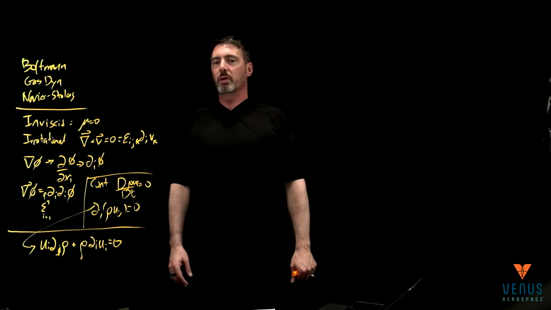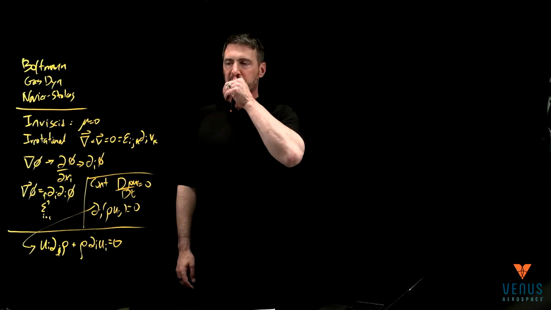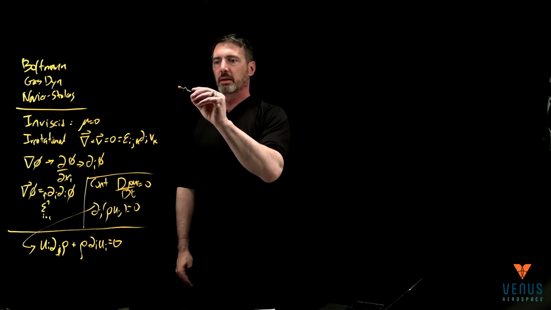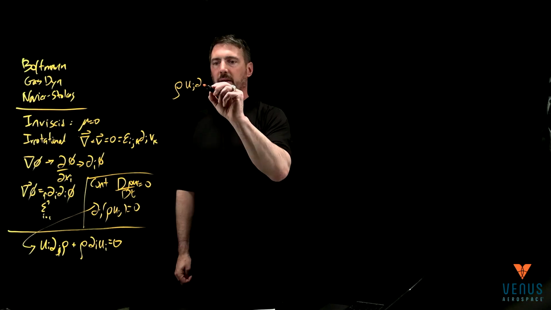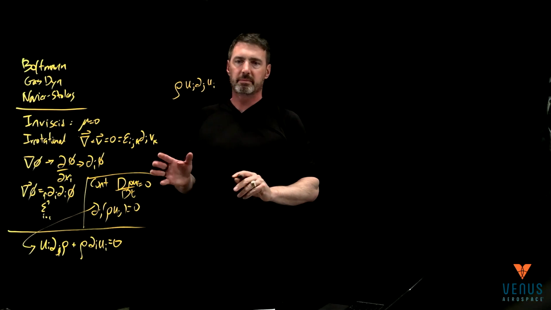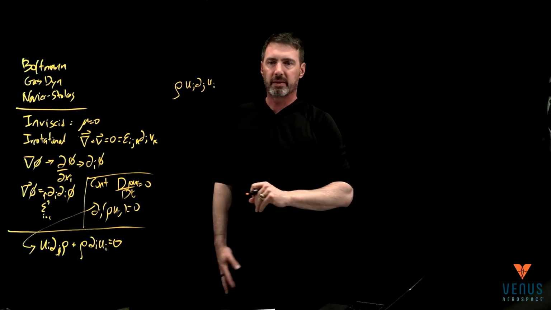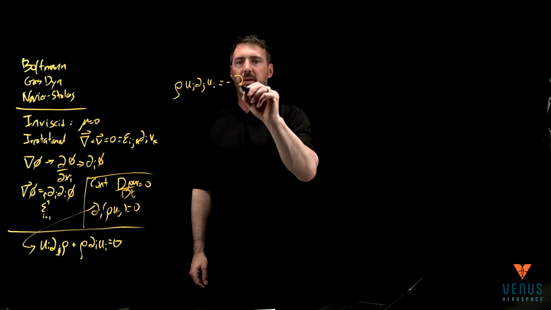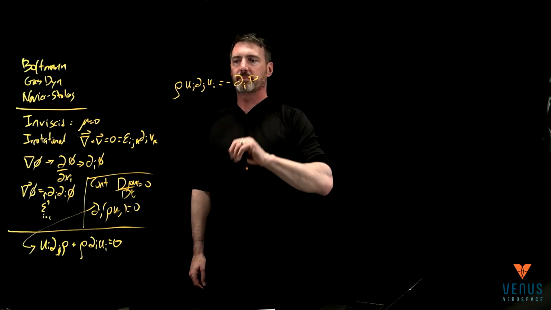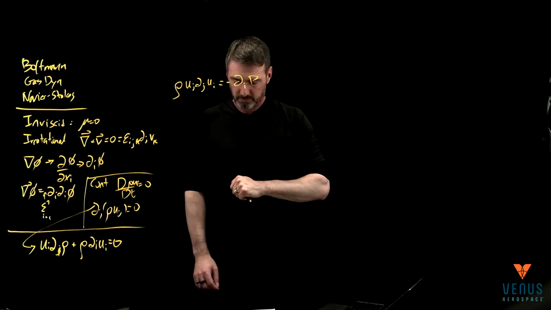So then going to the momentum equation, and I'll write this ρ u_j ∂_j u_i, and steady, by the way. I'm writing the time term here. And that's equal to negative ∂_i p.